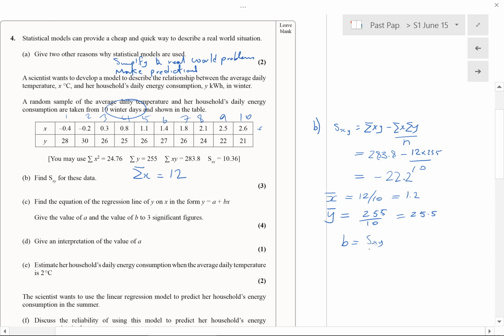SXY, let's write the formula out again, over SXX. SXY is what we've worked out in the question before, divided by SXX, which is given as 10.36. So that equals, when we work it out, minus 2.14 to 3 significant figures, but it's actually a lot more than that, which I've stored on the calculator for the next part.